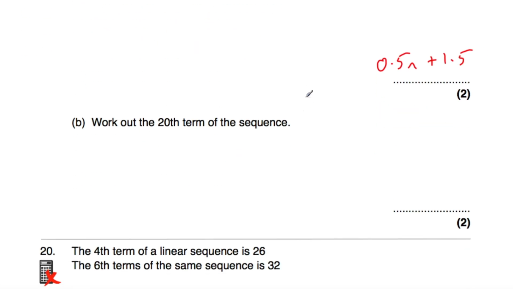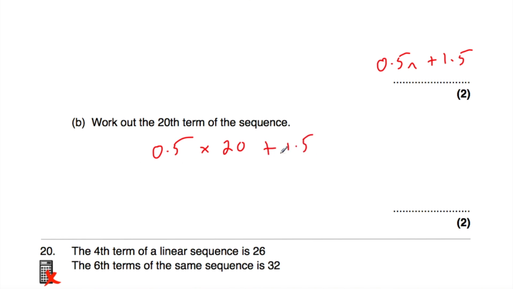Part B, we've been asked to work out the 20th term in the sequence. That's a calculator question, so that's quite nice, but you could do this without a calculator also. So if we want to work out the 20th term in the sequence, we just substitute in 20 into the nth term. So the nth term was 0.5n. So we're going to do 0.5 times 20 and then add 1.5.